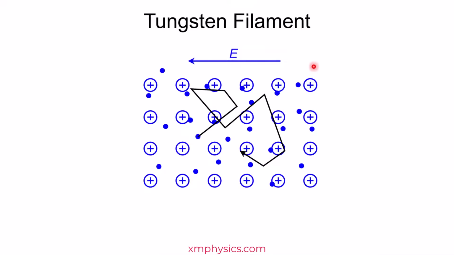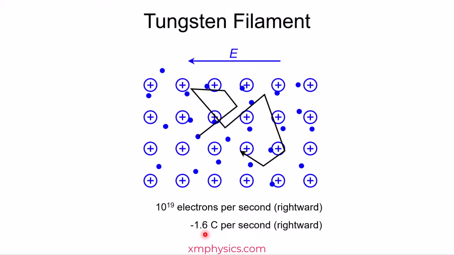Now let's imagine a line here, and let's imagine that 10^19 electrons cross this line every second. That will imply negative 1.6 coulombs of charge crossing this line per second. Remember, each electron carries a charge of 1.6 × 10^-19 coulomb, so 10^19 electrons have a total charge of negative 1.6 coulomb. So what's the magnitude of the current we're talking about? 1.6 amps leftward. Not rightward, man.